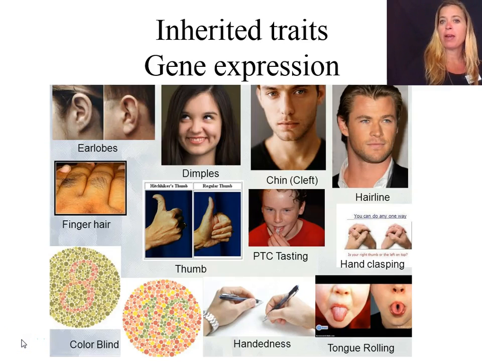We've been talking about inherited traits. Those are traits that are passed down from your parents to their offspring. We talked about Mendelian genetics and how Gregor Mendel used Punnett squares to predict how many offspring would carry a specific trait. We've used pedigrees to track a trait through a family history. And then we started talking about DNA and how DNA codes for those traits.